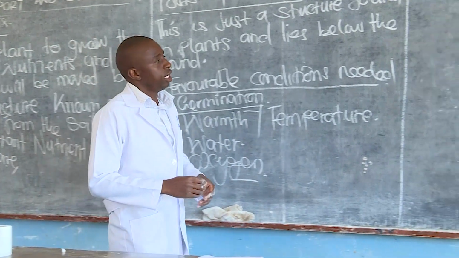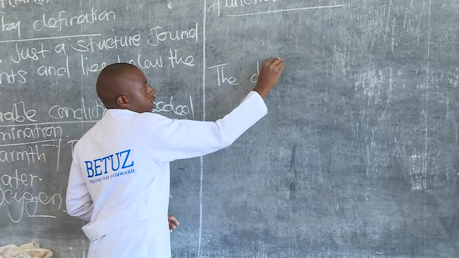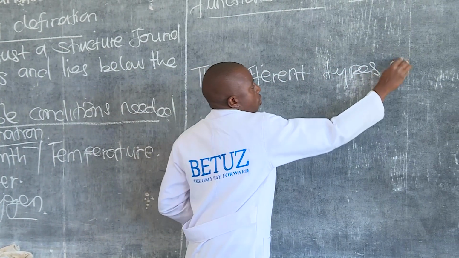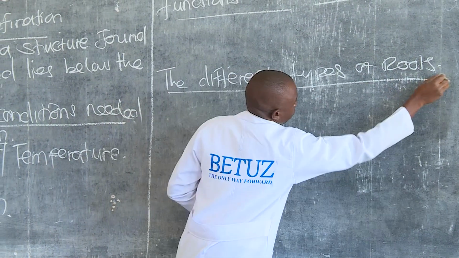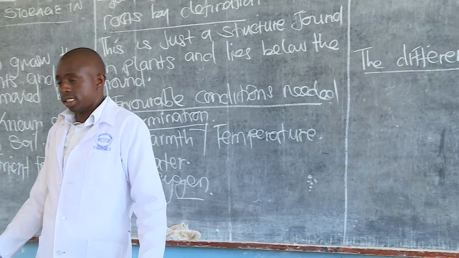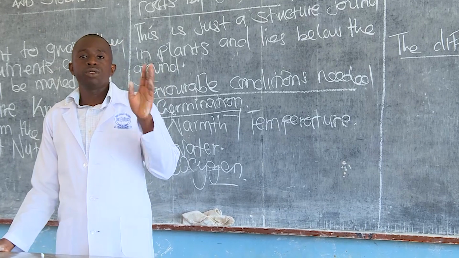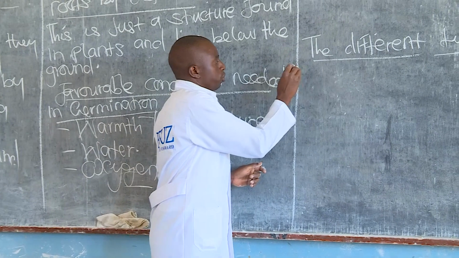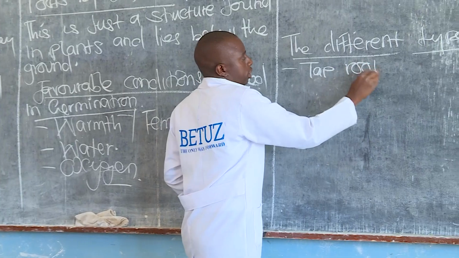So now we look at the different types of roots. We only have two different types of root system in all the plants which we will come across. The types of root systems will only be categorized into two. What is the first type of root system? Taproot system. Taproot system.